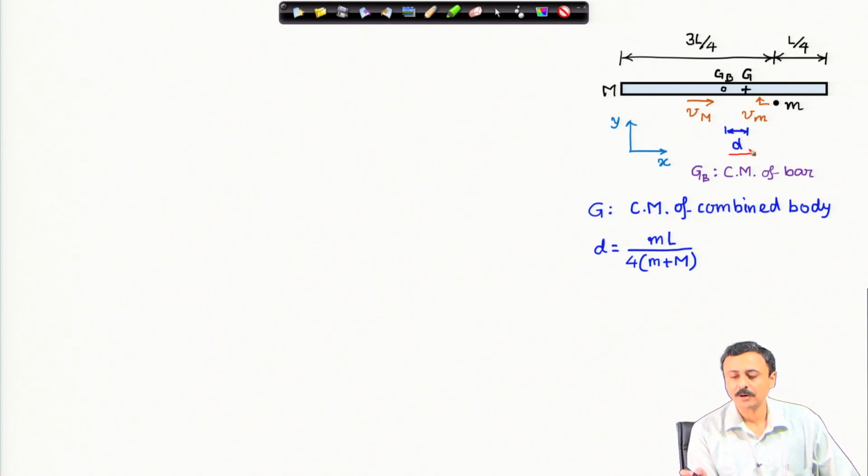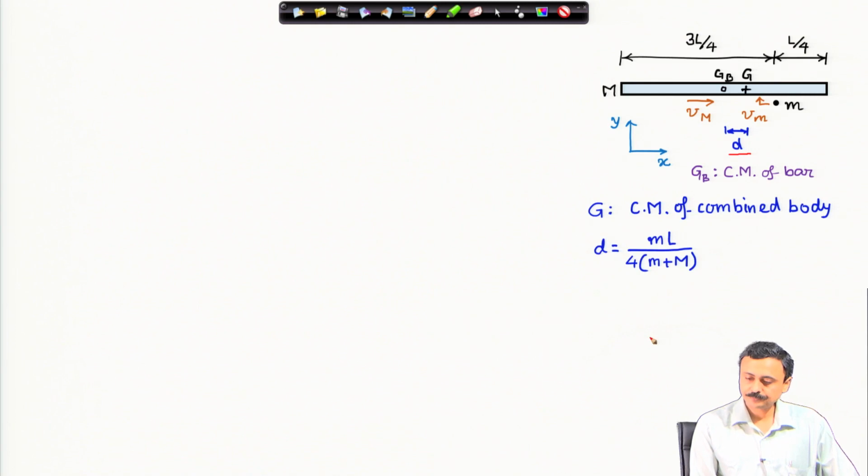This I can find out by using the center of mass relation. This d is found to be the mass of the particle times the length of the bar divided by 4 times the total mass. This can be easily found.